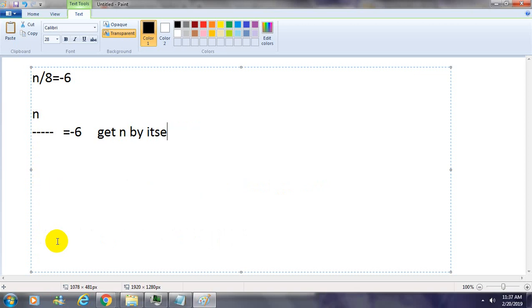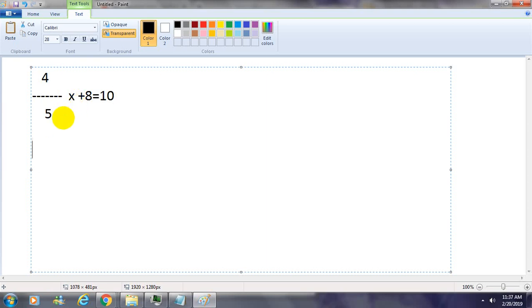Occasionally, you may have the most complicated case, which is 4 divided by 5 x plus 8 equals 10 or something like that. Okay? So that's the most complicated case, right? First step is you have to take the -8 from both sides. So you do a -8 on both sides.